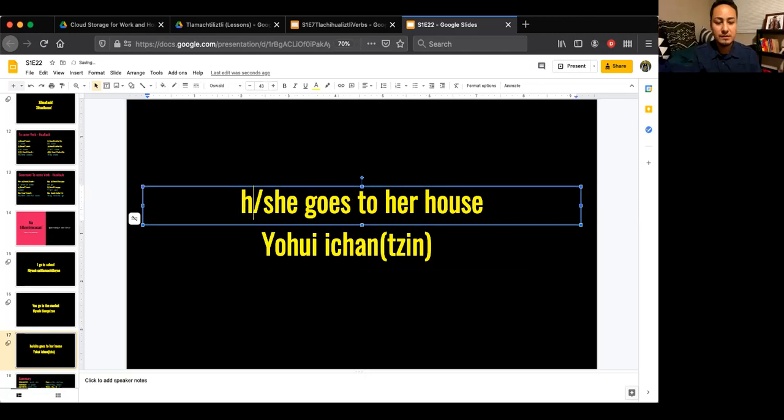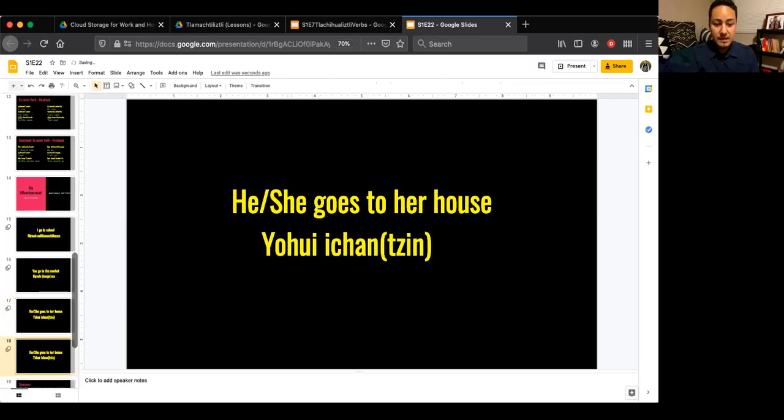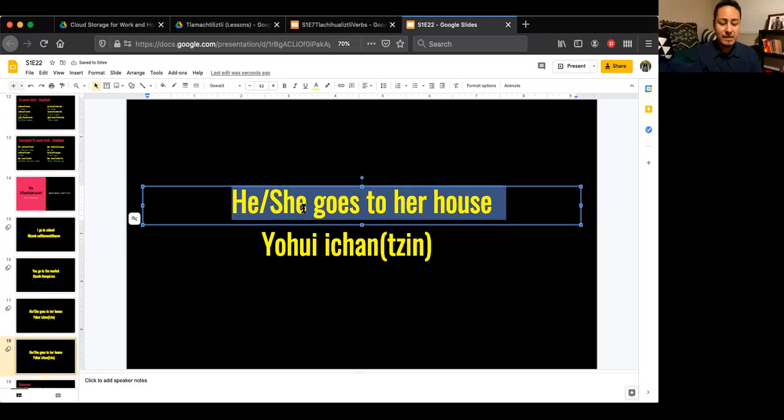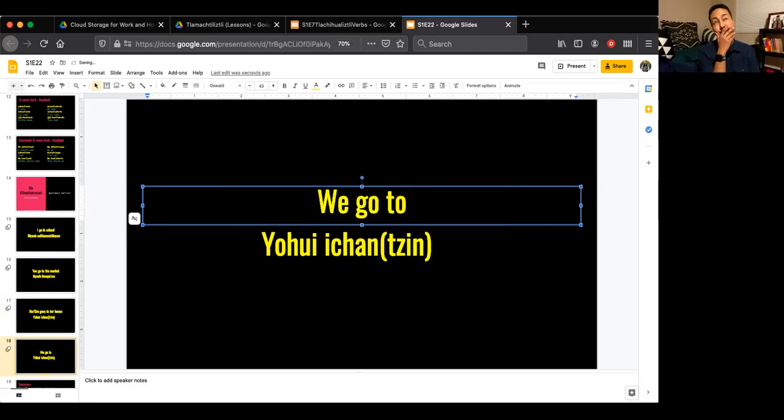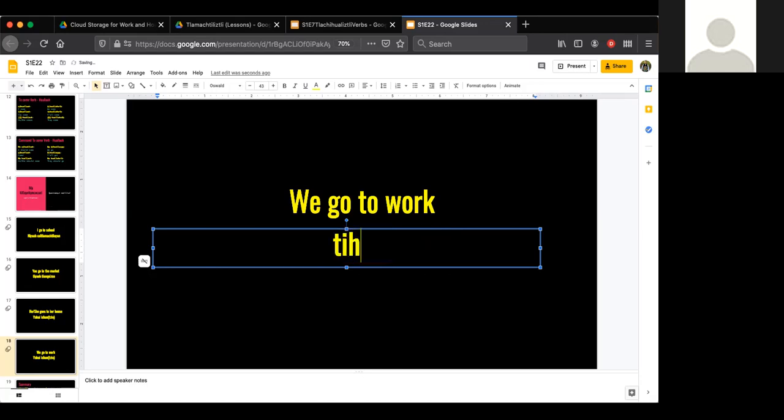Oh, here, she goes to her house. Okay, how would you say "we go to work," as the physical place of work, not working like doing actual work, but the place of work? There is a different word in Nahuatl between "work" the place and "to work," the verb. So we would say "we go." Remember, this is irregular. Tiowi. Tiowi.